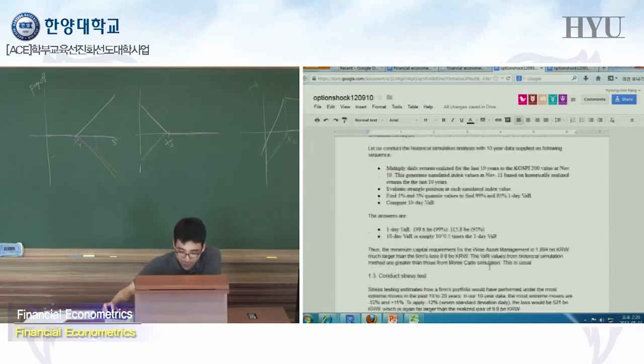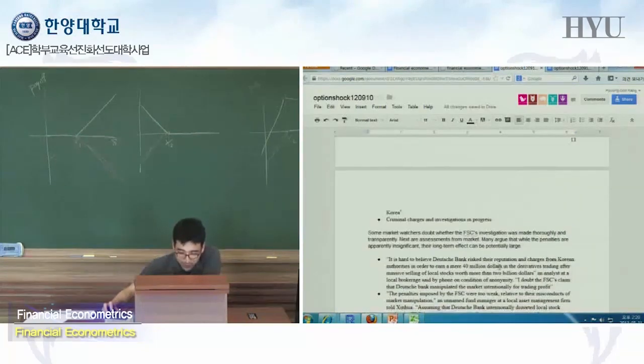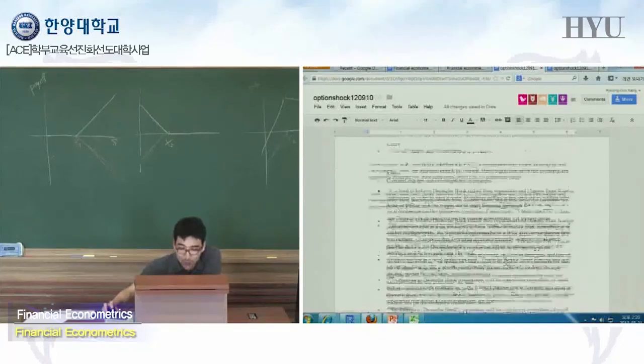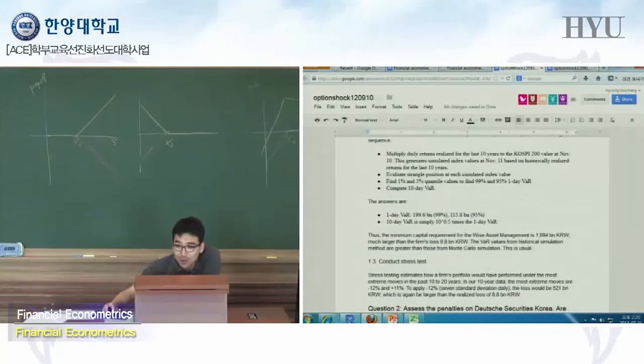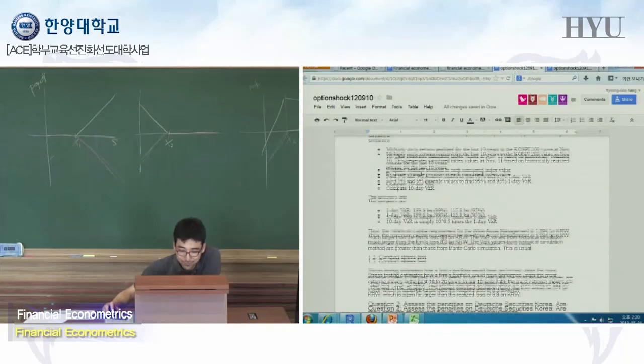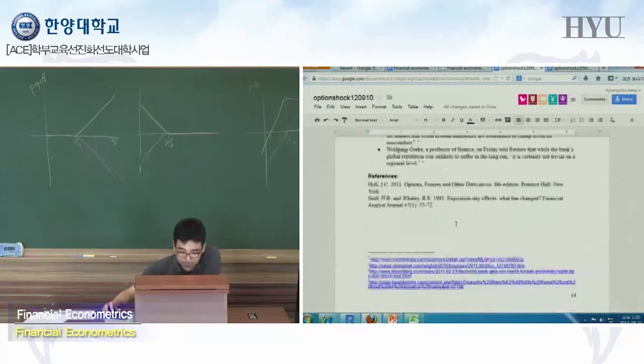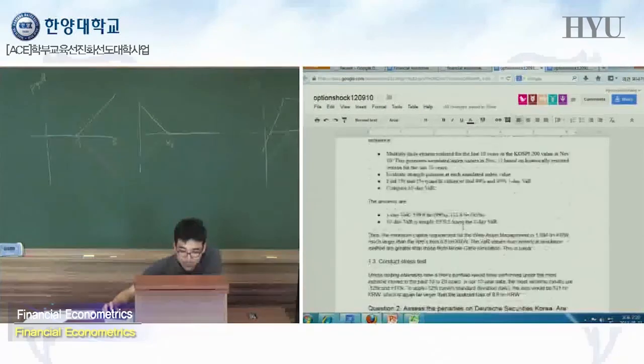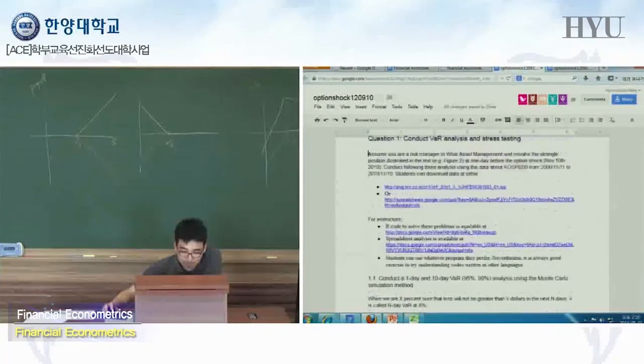So actually I made the R code. I think we can go to the R code. Where is the R code? Question 2. The R code to solve this problem is available here.